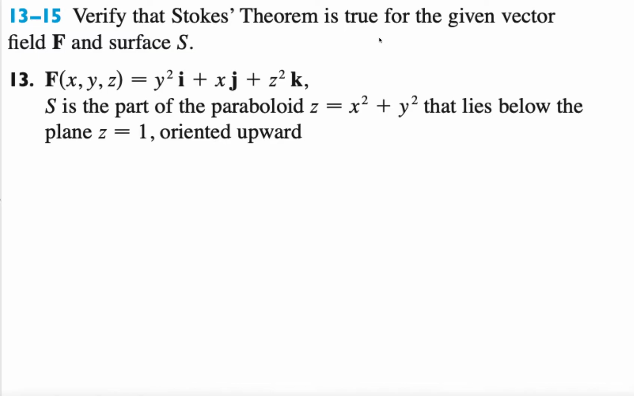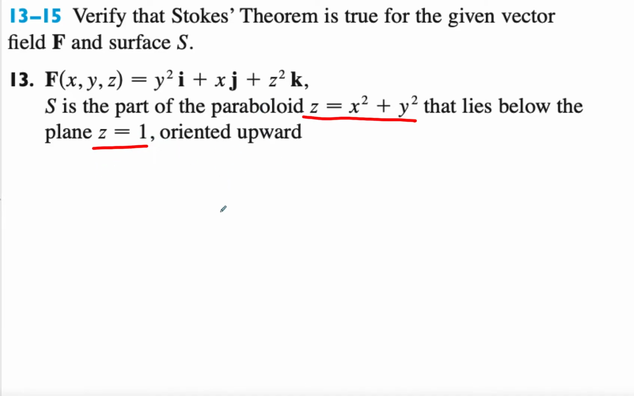This is the vector field here, and S is the part of the paraboloid z equals x squared plus y squared that lies below this plane. First, we want to look at this from the line integral perspective. Based upon this relationship, we are looking at the path x squared plus y squared equals 1, when z is equal to 1, and it has to be going counterclockwise.